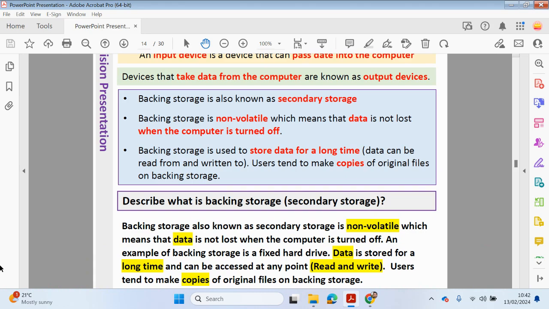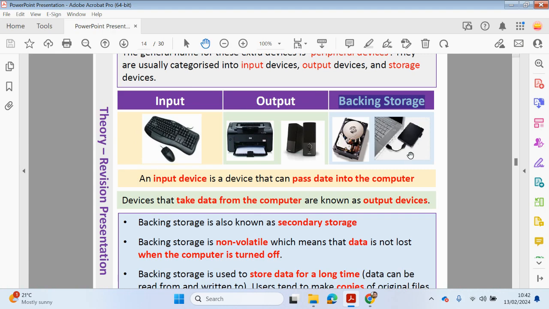So backing storage is also known as secondary storage, and backing storage is non-volatile, which means that data is not lost when a computer is turned off. And backing storage, such as your fixed hard drive, can store data for a long time. So you can turn your computer on and off as many times as you like. Data will be stored for a long period of time. So this could include your applications, it could include your pictures, videos, documents. And users tend to make copies of original files onto backing storage. So backing storage could also be external drives, which could contain backups of files from your fixed hard drive.